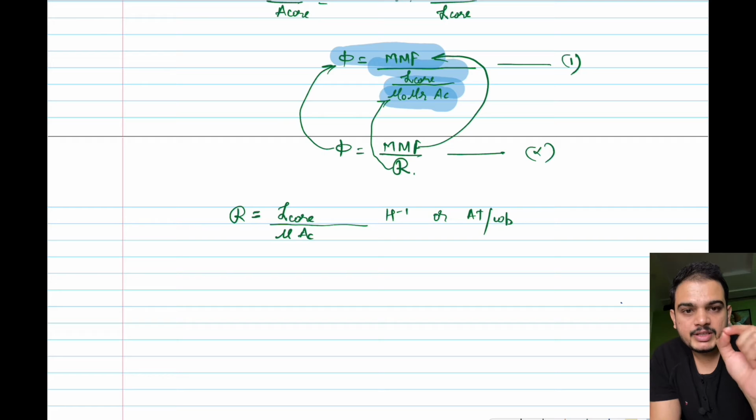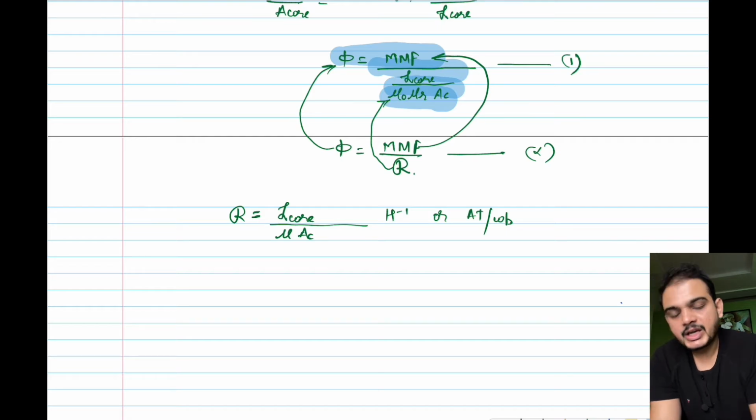So tell me one thing, for our electric machine, will we always choose our magnetic material to have less reluctance or more reluctance? First of all, tell me the definition of reluctance. It is a physical property of a core material which will oppose the flow of flux. So we will require the core material which has less reluctance or more reluctance? Obviously less reluctance, right?